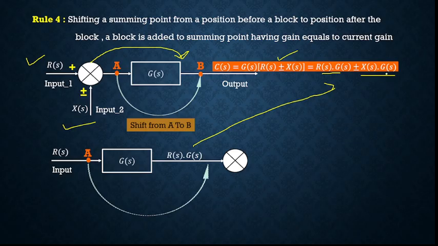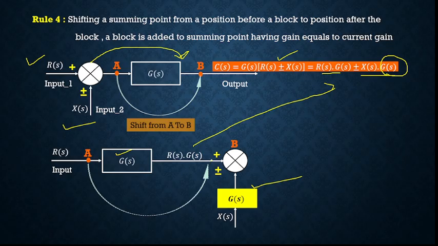So there is no multiplying factor G of S. So we need to multiply the system gain G of S to this input X of S. The signs will remain the same, plus minus. So this is what we are going to do: multiply it by G of S and then provide another input X of S to the summing point with the same sign as plus, minus and plus.